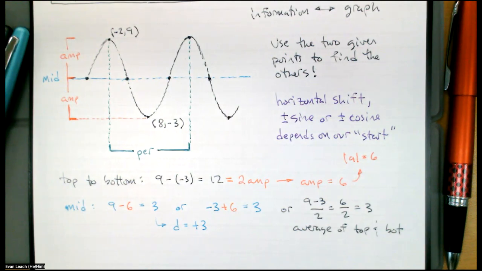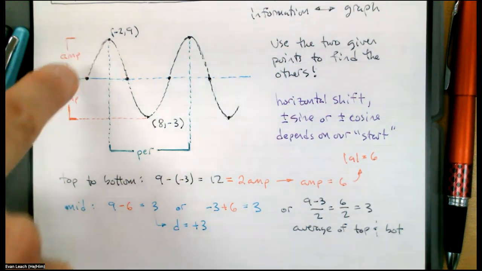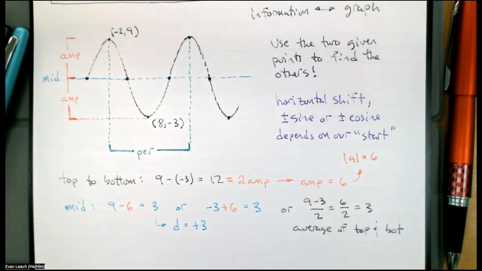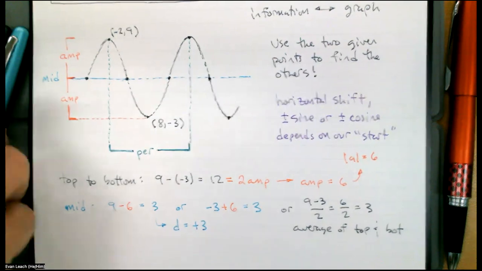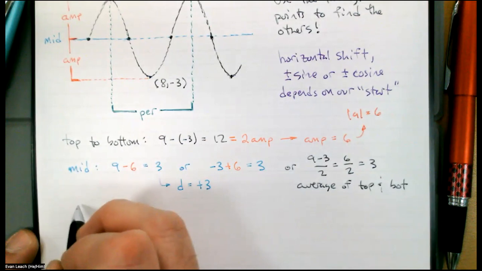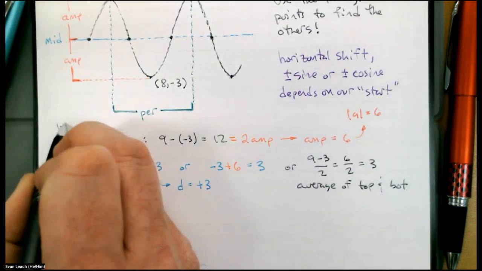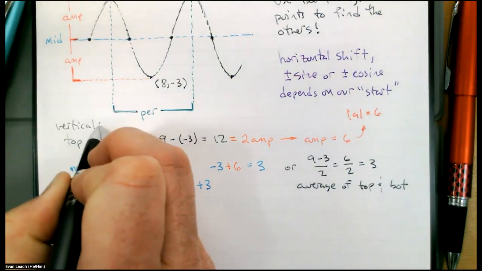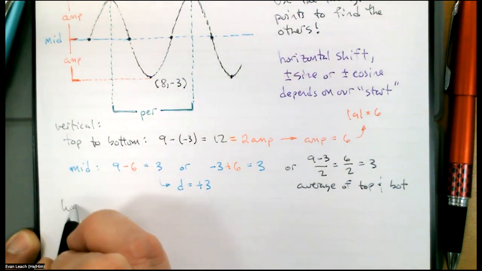Now we need to do some horizontal stuff. So we need to figure out the period, the distance from the top to the next top, or from the bottom to the next bottom. But we don't have that. We've got the distance from the top to the bottom. So that's not an entire period. That's from the top to the bottom horizontally. Now we're working on horizontal stuff.